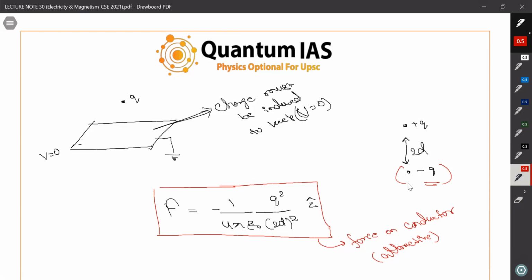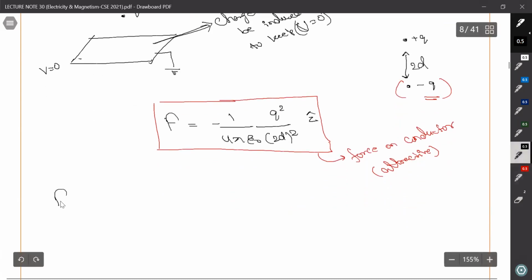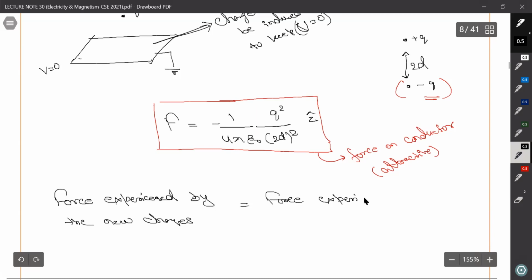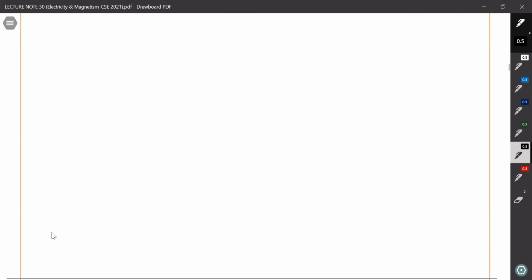Now, if you have multiple charges, then whatever new charges you have created, I will write it here: force experienced by the new charges is equal to force experienced by the conductor. Actually these charges were induced inside the conductor, but we are taking an analogous trick. That's why. Now, the force is this much. That is sufficient.